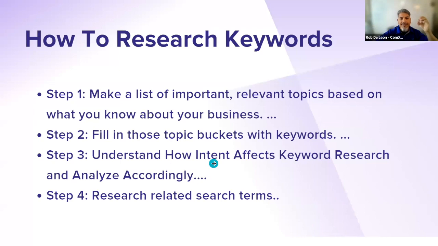Okay, understand how intent affects your keyword research and analyze it accordingly. In other words, as you're reading these things, put yourself in the position of the prospect and what they're possibly thinking when they're doing these searches, because that intent is going to make a determination for you what kind of content, and then also ancillary keywords that align with those, and looking at that search volume to make sure that there's good volume. And then finally, step 4 is research related search terms, which are those ancillary keywords.